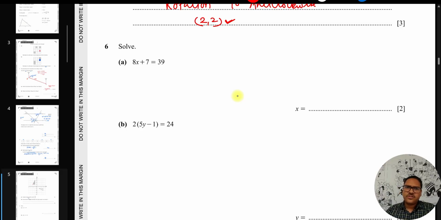Now the next question is solve 8x plus 7 equal to 39. You have to just solve for x. This is pretty easy. 8x is equal to 39 minus 7. So what is this? 8x is equal to 32. So what is x? x is equal to 32 divided by 8, which is equal to 4. So what is the answer?